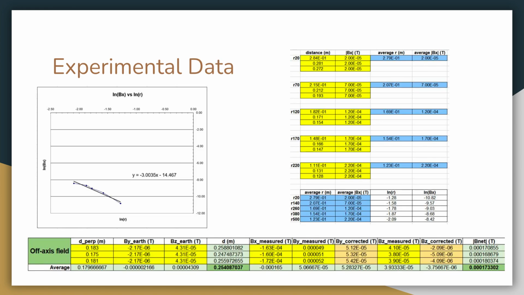So on the right is my data from my on-axis magnetic field measurements, and on the bottom my perpendicular axis measurements. From this, I got the experimental perpendicular distance to be 0.1797 meters, and that the magnetic field at 45 degrees is negative 1.65 e to the negative fourth, 5.066 e to the negative fifth, and negative 3.757 e to the negative sixth as a vector.